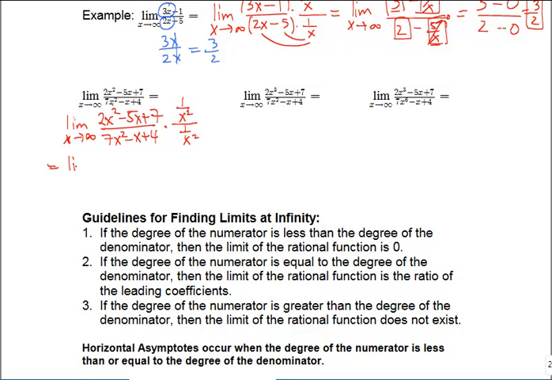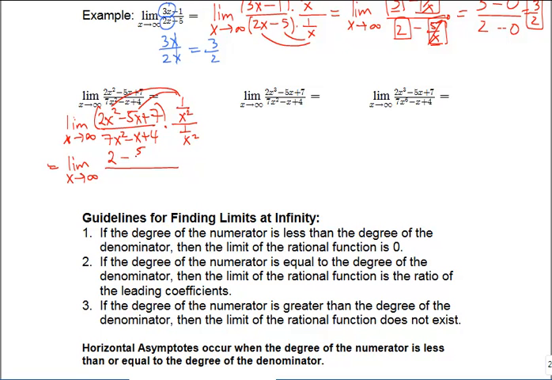So that's going to give me, in the numerator, when I distribute, 2x squared times 1 over x squared is a 2, minus, when I multiply 5x times 1 over x squared, one of those x's will cancel, but one will still be left in the denominator.